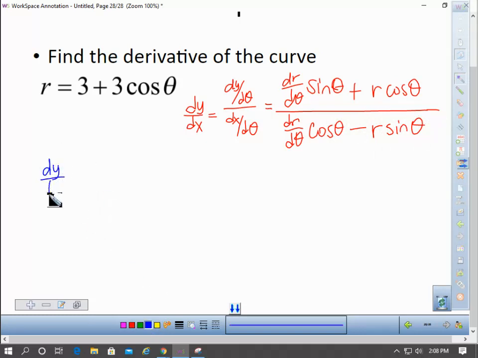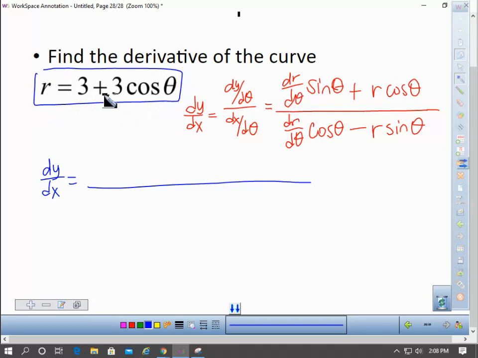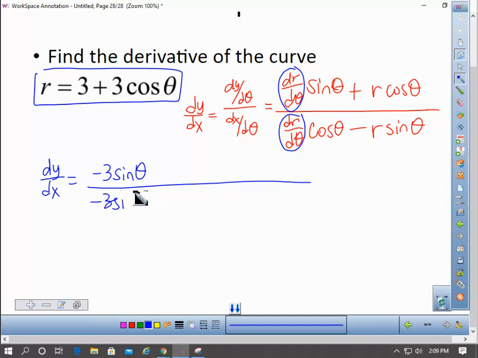So dy dx is going to equal, I'm filling in this formula. It's like a formula. So I need dr d theta. I need the derivative of this function r in terms of theta. So the derivative of 3 is gone. The derivative of 3 cosine is going to be negative 3 sine. All right, so that's going to be negative 3 sine. So that has to go in both this position and this position. So let me put that on the bottom as well, negative 3 sine. So I work in this pattern mode when I'm doing this.